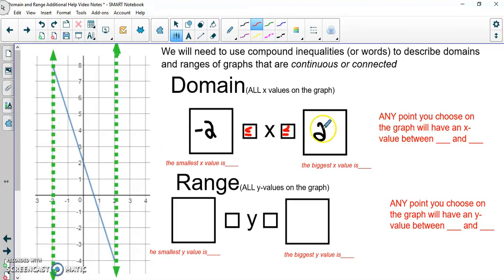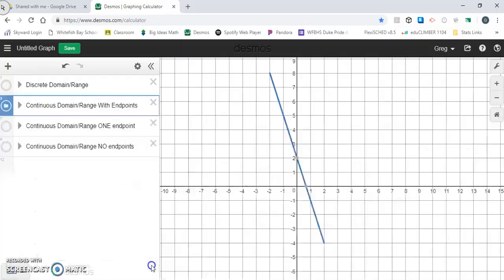So in other words, what we're saying is, if you pick any point on my graph, you'll have an x value that's between -2 and 2. So again, I can just go verify that. I just go pick a random point. Here's 1. Its x value is between -2 and 2. Same thing here. It is +2, but it's again in between -2 and 2.